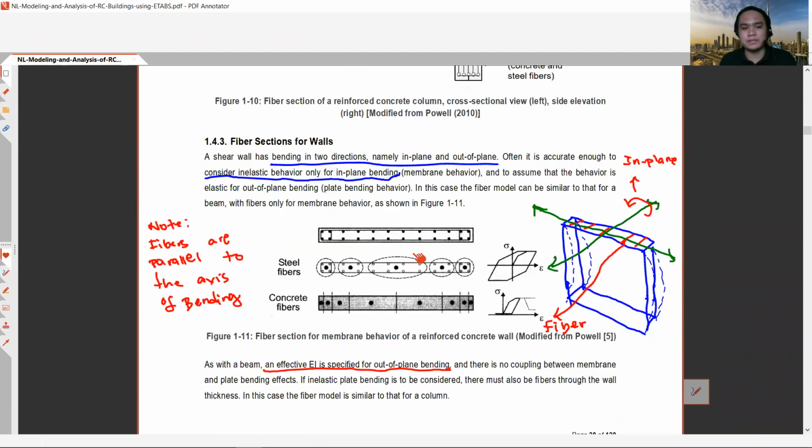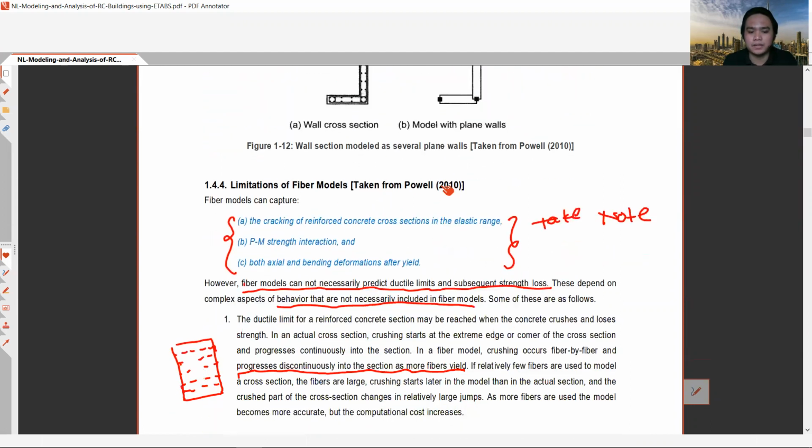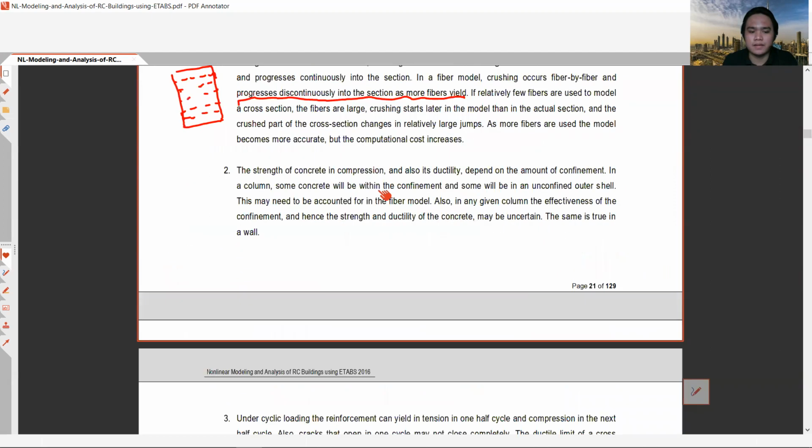And for the fiber section for the walls, same with the beam, isang side lang din yung kino-consider, the in-plane moment. So the bending about this axis, okay? So this one, okay, these are the deformation. So bending about that axis, yun lang yung fiber section na kino-consider for the walls. Okay. Then we need to accurately divide the section into plane parts, okay? So kapag ganito yung section, i-divide natin siya into plane parts and the limitations, okay?